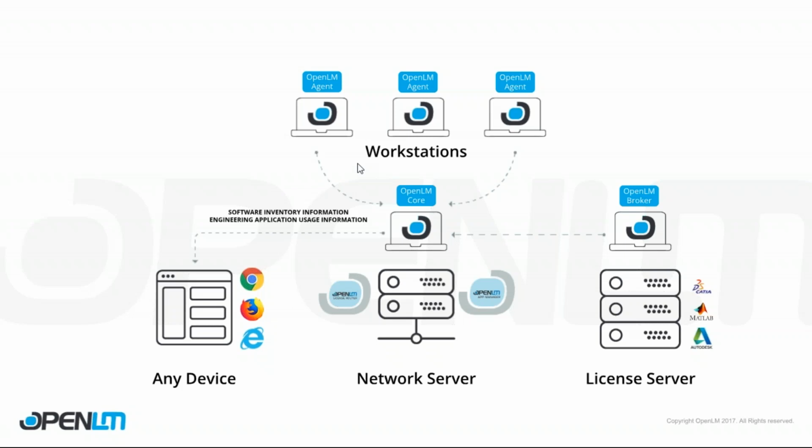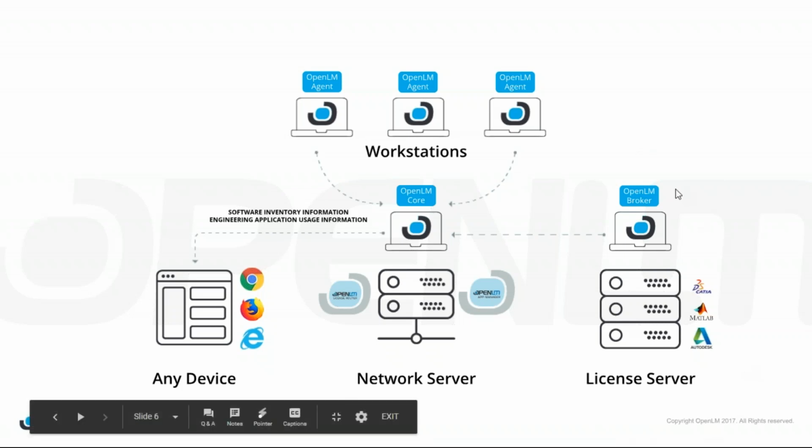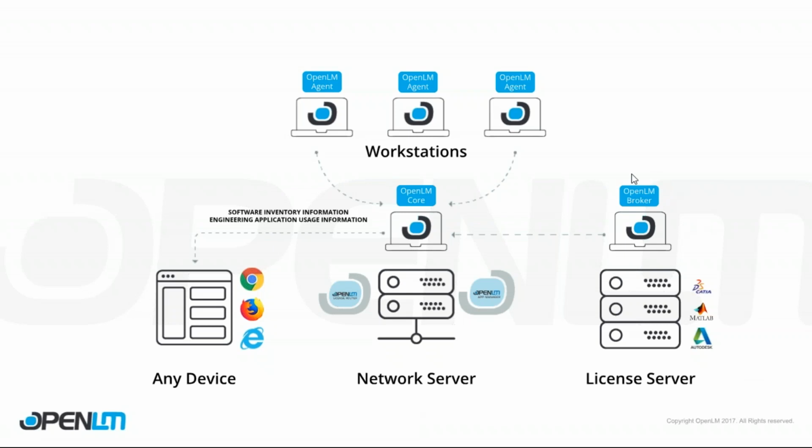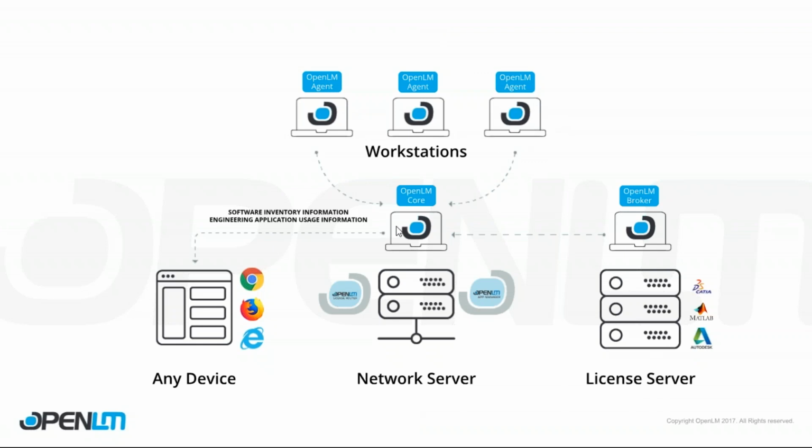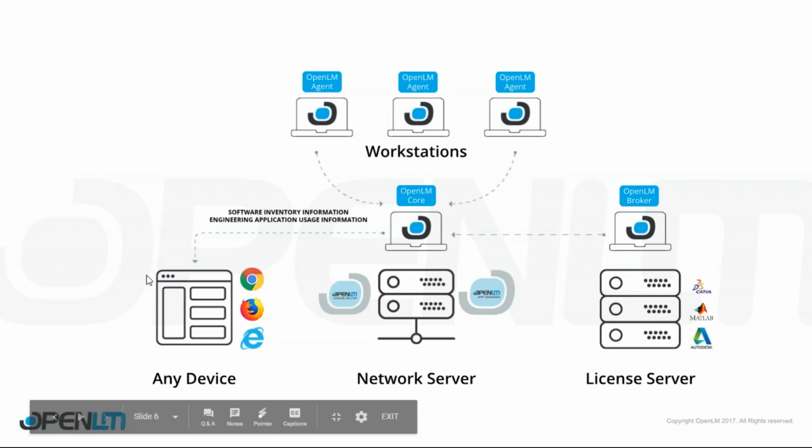Just to do a quick recap, you probably already know that on the license server, you'll need the OpenLM broker. But if you want added functionality, you install the OpenLM agent on the end user workstations themselves. Many brokers and many agents all transmit information to the OpenLM server. The OpenLM server gives you all the reporting and management capabilities. Basically, it's your interface, so you can access it using any device, using your browser.